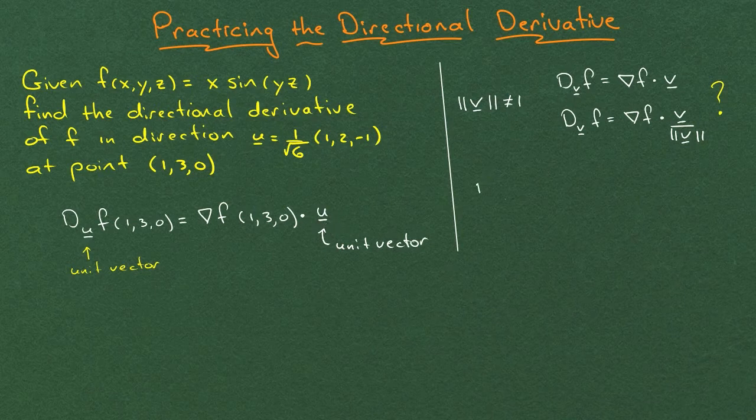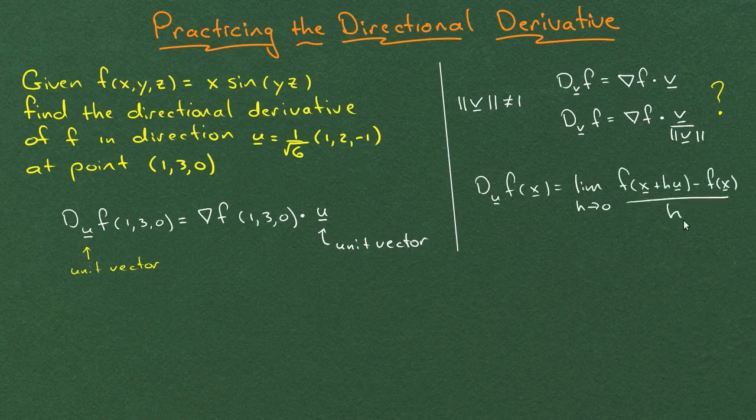You do not want to use the definition of D_u f at some point x as this limit, unless you're asked specifically to compute the directional derivative by taking this limit, by forming these functions and taking this limit. You do not want to do this. This is much more laborious than simply computing the directional derivative this way. So I wanted to make these two points and just emphasize that. With that in mind, let's now continue our solution to the problem.